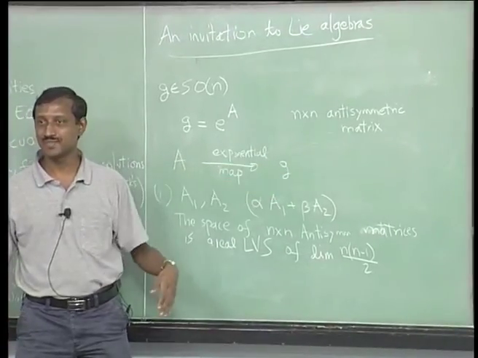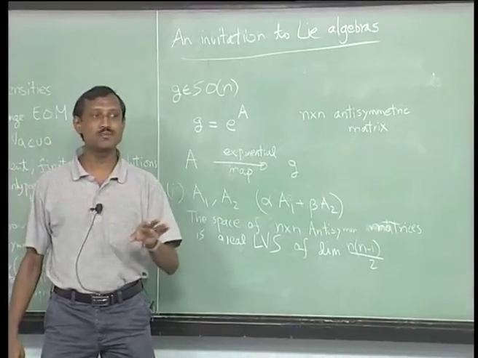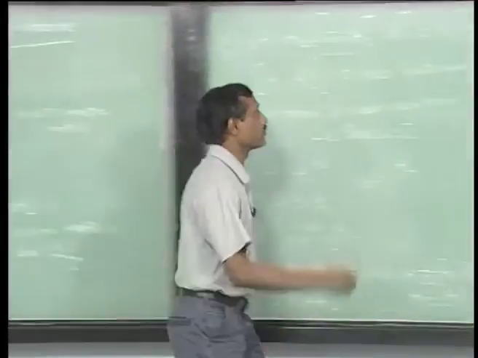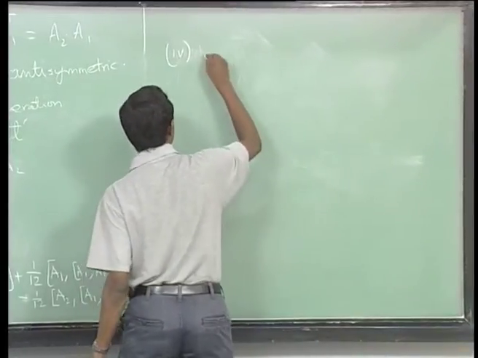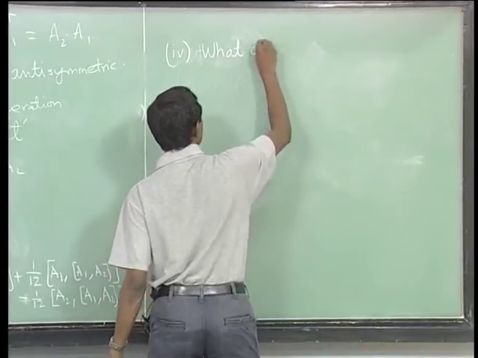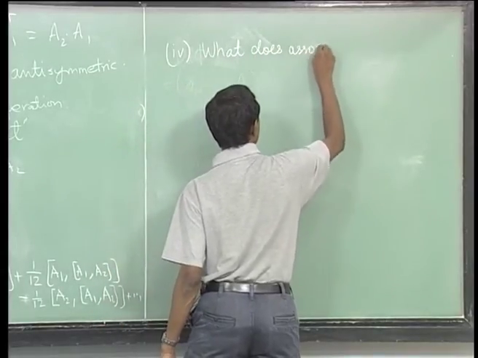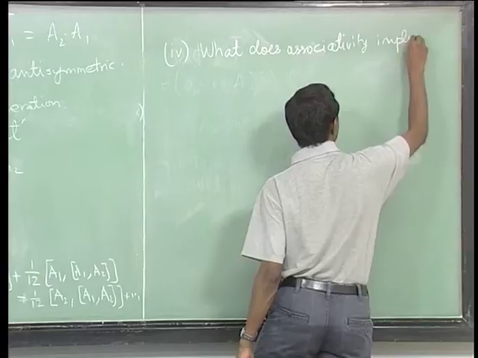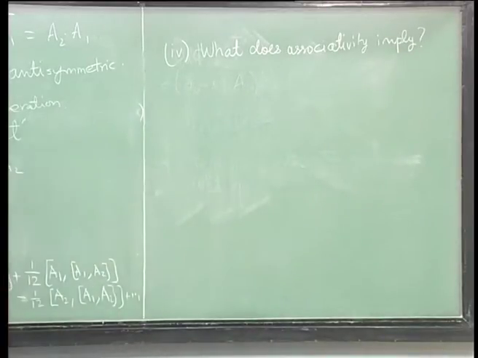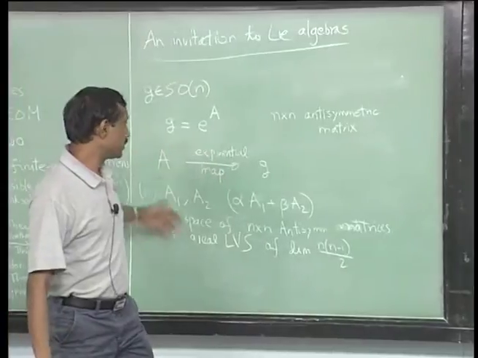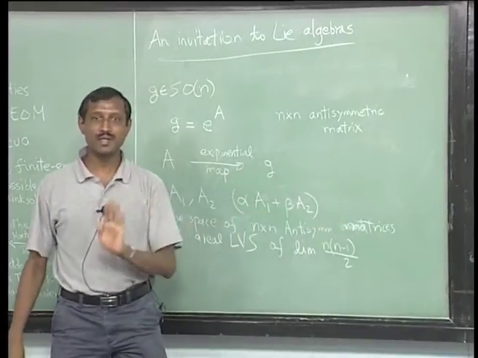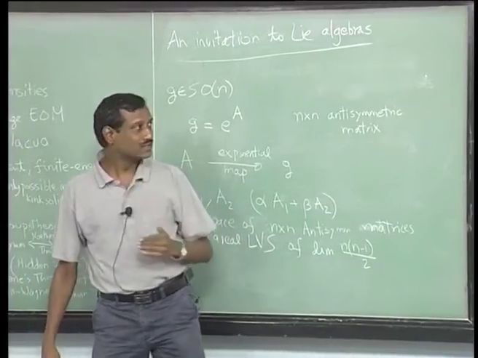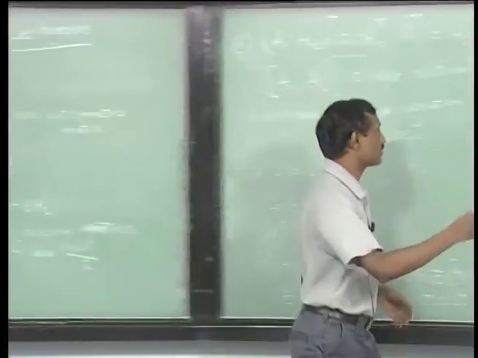Inverse is easy, inverse is not a problem, but is there any other property that we have to check? Associativity. So, that is the last property. So, what does associativity imply? It implies some extra structure on this Lie algebra, whatever we are defining. After we put all these structures in, only then have we defined what we mean by a Lie algebra. So, the thing is associativity. What does it tell you?